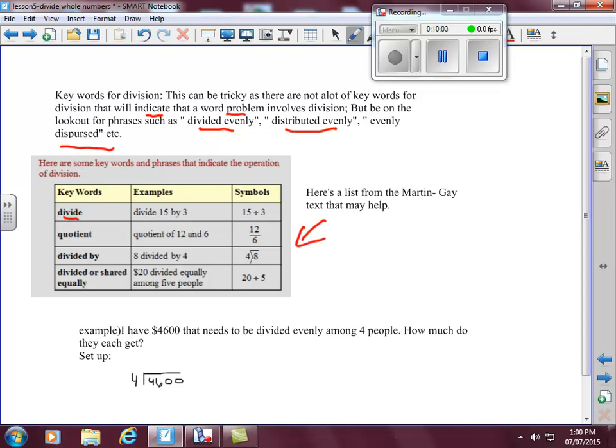A problem might blatantly say divide. Divide 15 by 3. And we would write it symbolically as 15 divided by 3. If it says quotient, the quotient of 12 and 6 would get written like this. Divided by, 8 divided by 4 gets written like this. So you do want to work on translating. Shared equally, 20 bucks shared equally among 5 people. See, 20 divided by 5.